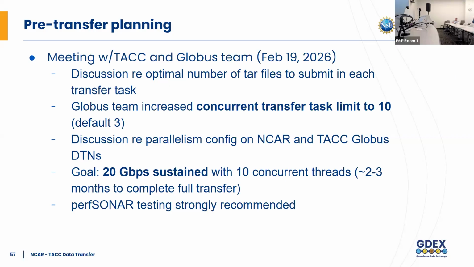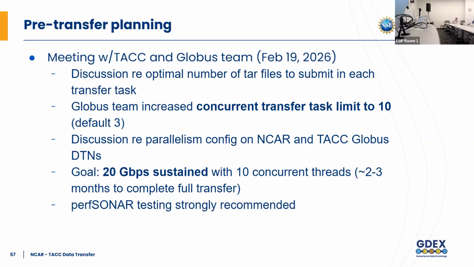There was discussion regarding the parallelism configuration on the NCAR and TAC Globus data transfer nodes. I don't think we really got too far into that because it really wasn't much of a factor. But then eventually, at the end of this meeting, we set a goal of 20 gigabits per second sustained transfer rate using 10 concurrent transfers. So we estimated at that time it would take 2 to 3 months to complete the full transfer of 14 petabytes.